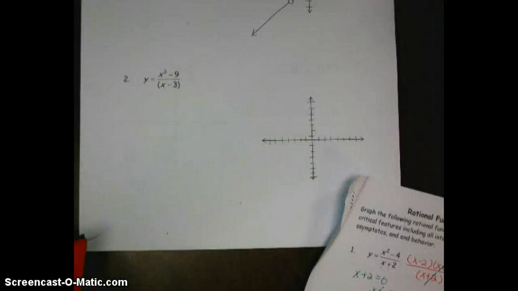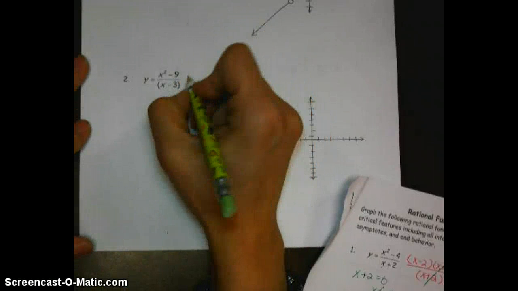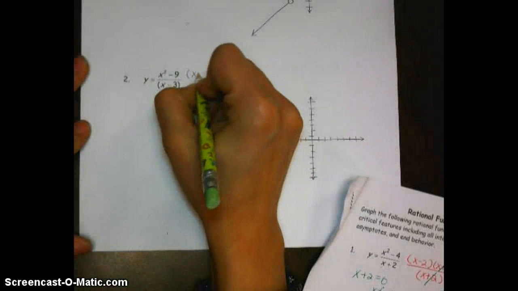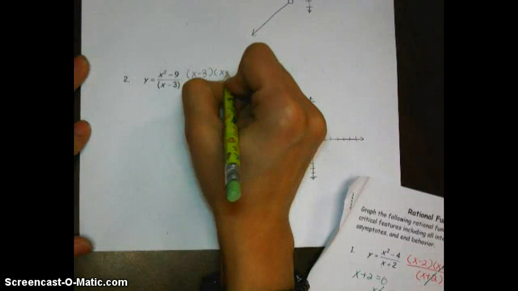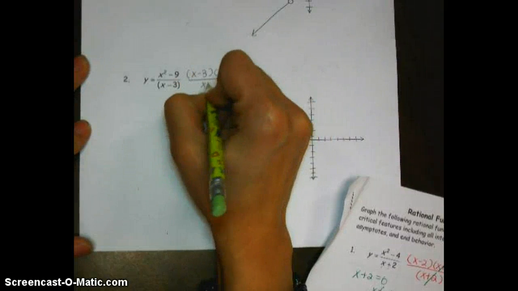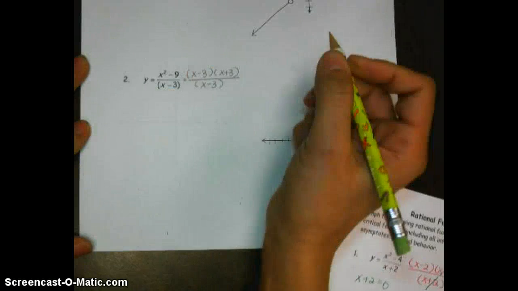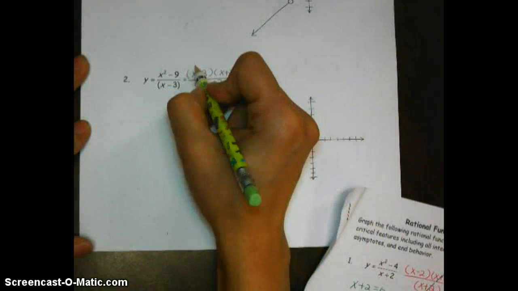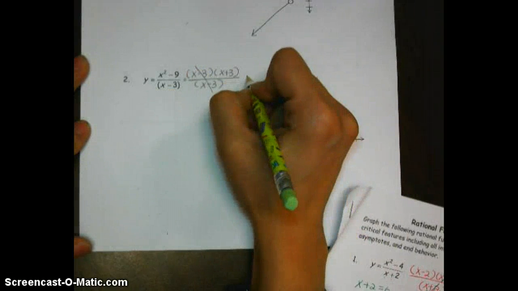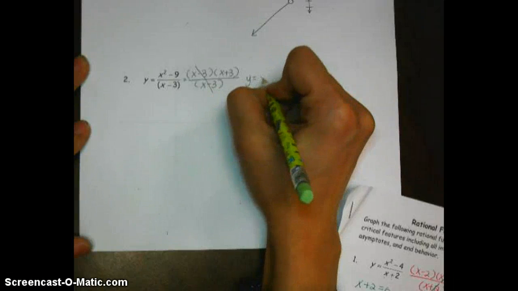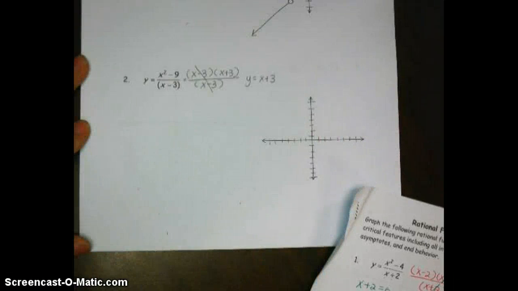All right, so now we're moving on to example 2. And again, what we're going to do first is check to see if we can factor anything on our rational function. And the top does factor to x minus 3 and x plus 3, all over x minus 3. And then we can see that they do have a common factor that does cancel. And again, that leaves us with something that looks like a linear equation.